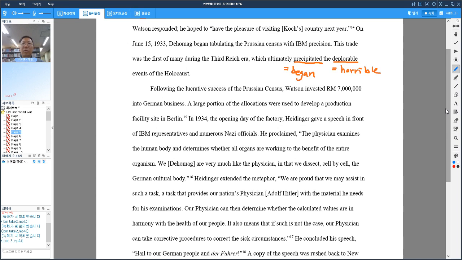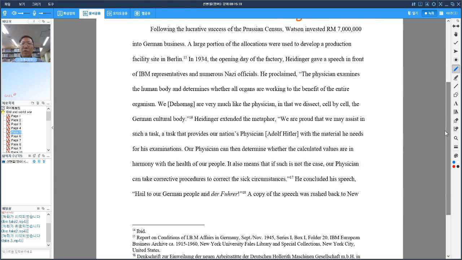So following the lucrative success of the Prussian census, Watson invested 7 million Deutschmark into the German business. Dr. Watson had huge success with the Prussian census, so he invested more money, 7 million Deutschmark, into the German business, and a large portion of the allocations were used to develop a production facility site in Berlin. So among these 7 million marks, a large portion was spent on building the factories in Berlin.